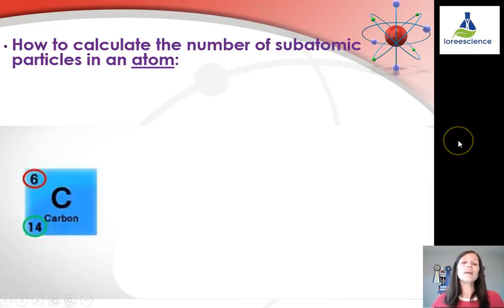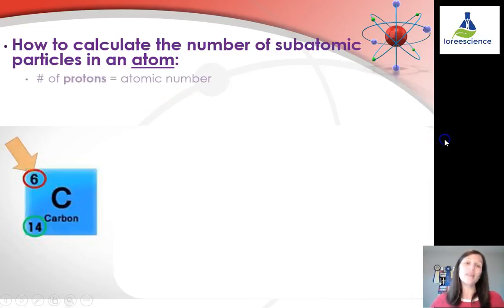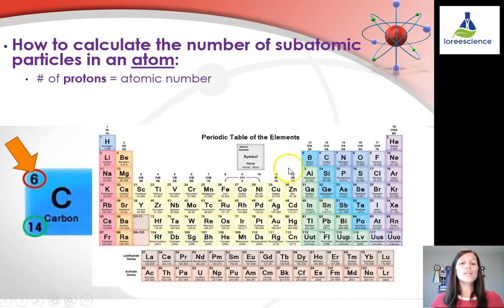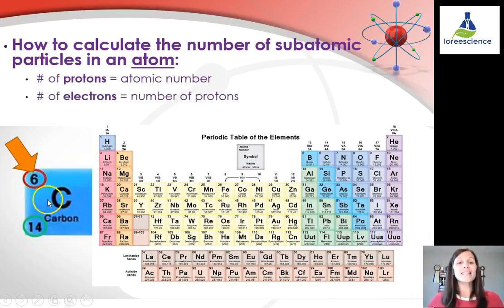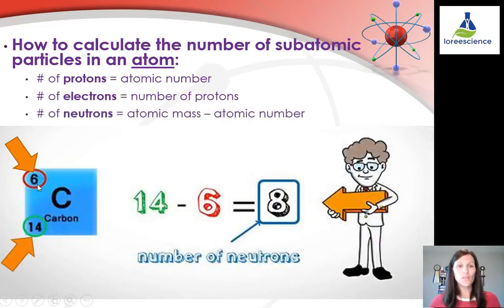So how do we calculate the number of subatomic particles in the atom? Well, as we just said, we look at its atomic number. So for carbon, it's 6. That would tell us there are 6 protons. Okay? We can do that for any element in the periodic table. To figure out the number of electrons in an atom, it's the same as the number of protons because it has to be neutral. Okay?